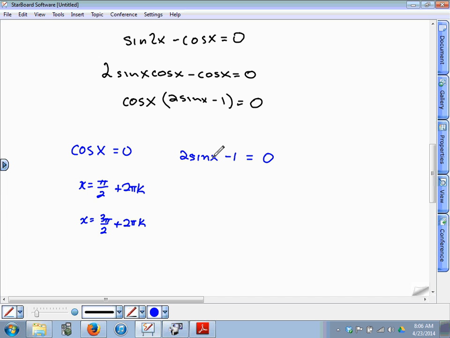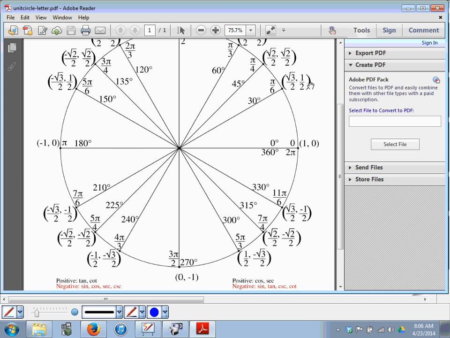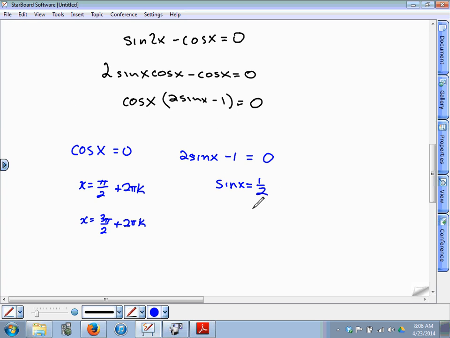Didn't we just do this one? This looks really familiar. We're going to get sine of x equals 1/2. Yeah, we already did that one. Add 1, divide by 2, you get sine of x equals 1/2. So if you weren't paying much attention to the last one, sine x equals 1/2. You have to find y values on the unit circle that equal 1/2. So you have one here at pi over 6, the other one at 5 pi over 6. So x equals pi over 6 and 5 pi over 6 plus 2 pi k.